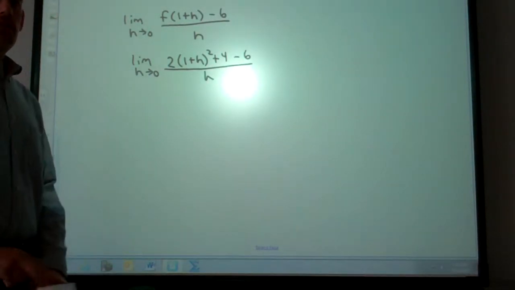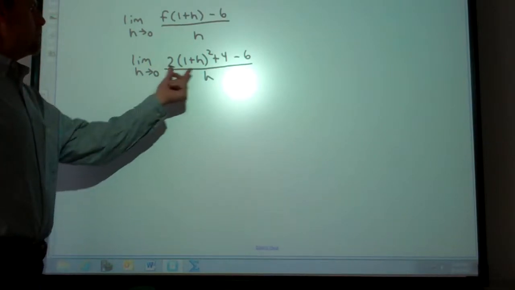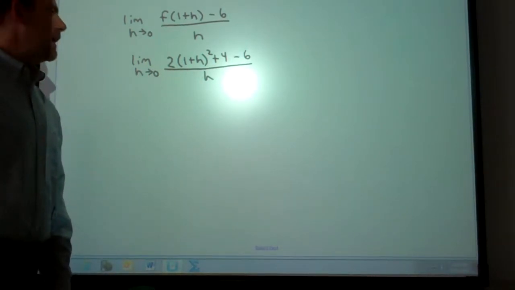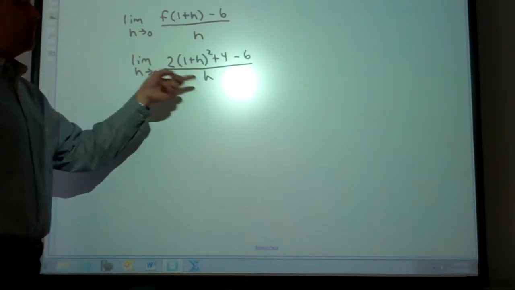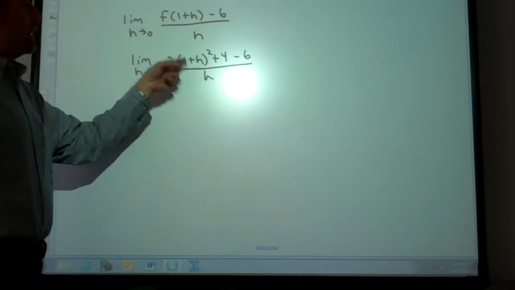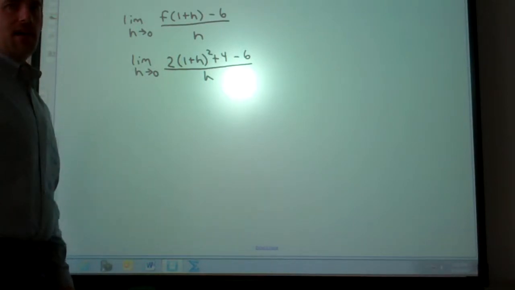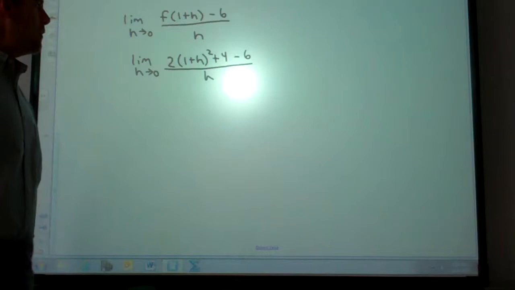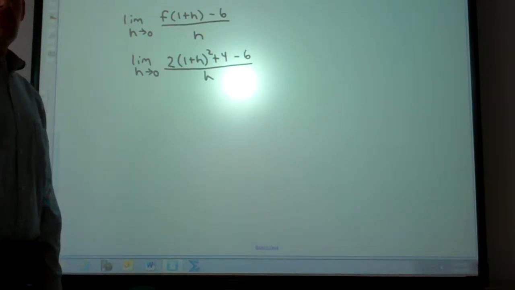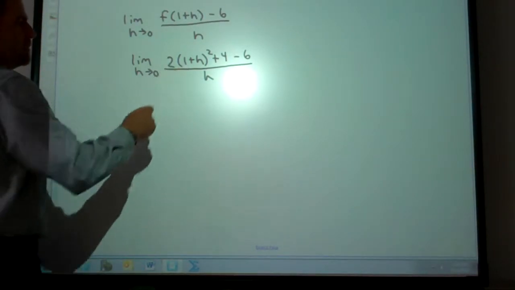Now we've gotten it to the point where we're doing a limit problem in terms of a single variable. There's only h's. So the goal is to simplify the numerator and hopefully be left with something where we can factor an h out to get that h out of the denominator. With that h in the denominator, as h goes to 0, we're going to have a discontinuity issue at 0, so we need to get rid of it. So let's work the top.